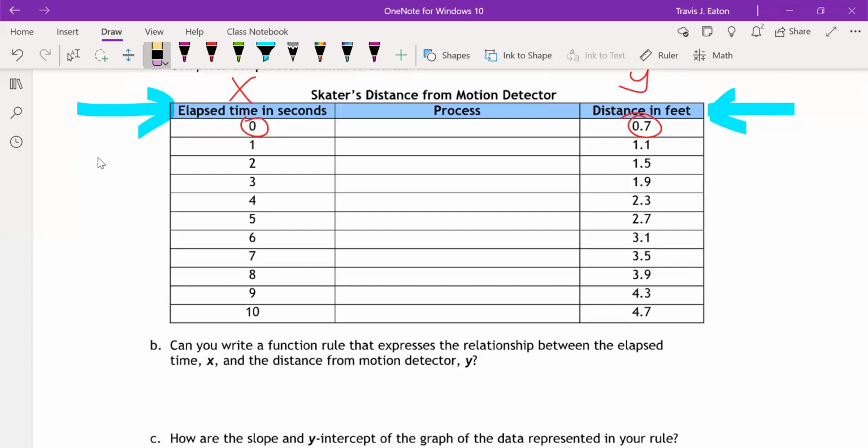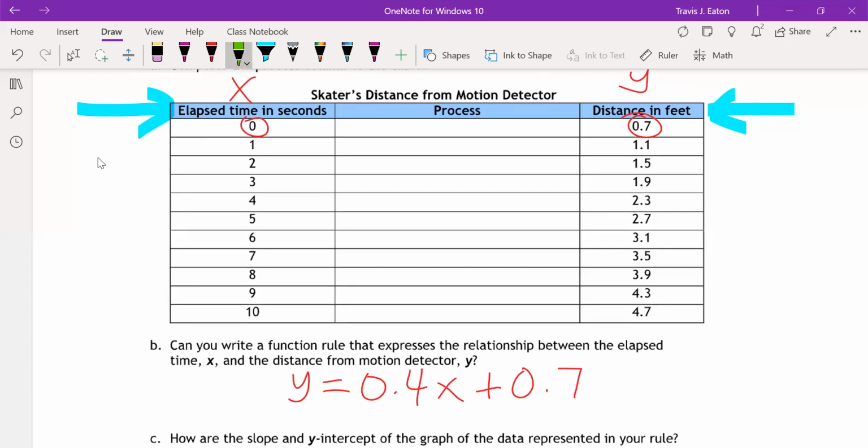I see it says, can we write the function rule? Yes, we absolutely can. And that function rule, somebody has already given, and I'll share that with you. y equals 0.4x plus 0.7. Now, does anybody have a problem with that or not understand how we get that? Because if you do, that's perfectly okay.